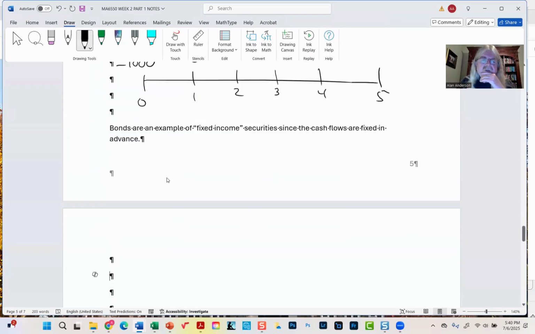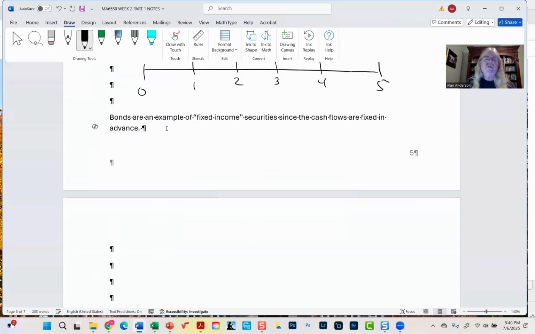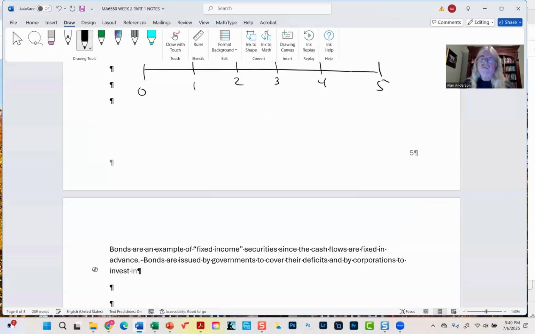Now, just as a quick aside, bonds are issued by governments to cover their deficits, by corporations to invest, typically to pay for expenses, and also to reinvest in the corporation.